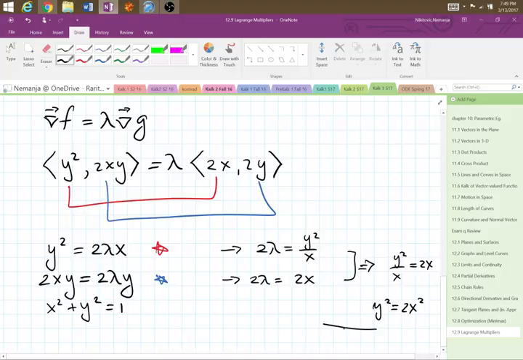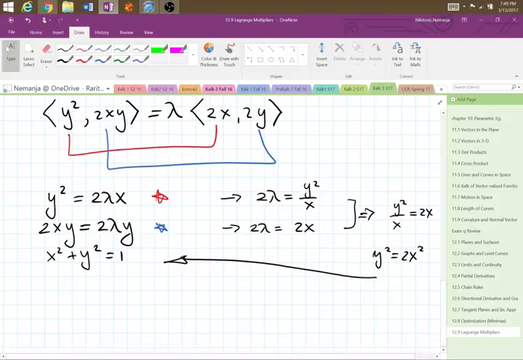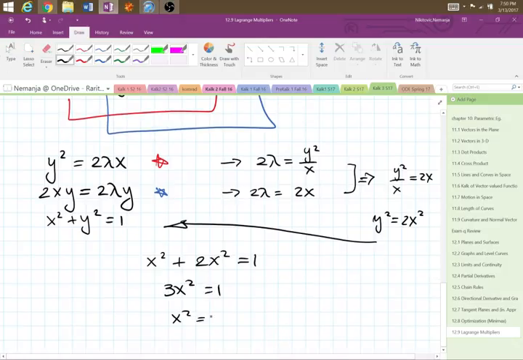Well, that plugs in here, and we have the solution. So we were extremely lucky. This was a joke of a problem, actually. So x squared plus, and instead of y squared, I put 2x squared equals 1. So that's 3x squared equals 1, from where I have that x squared is equal to 1/3. And then I have that x is equal to plus minus root 3 over 3.